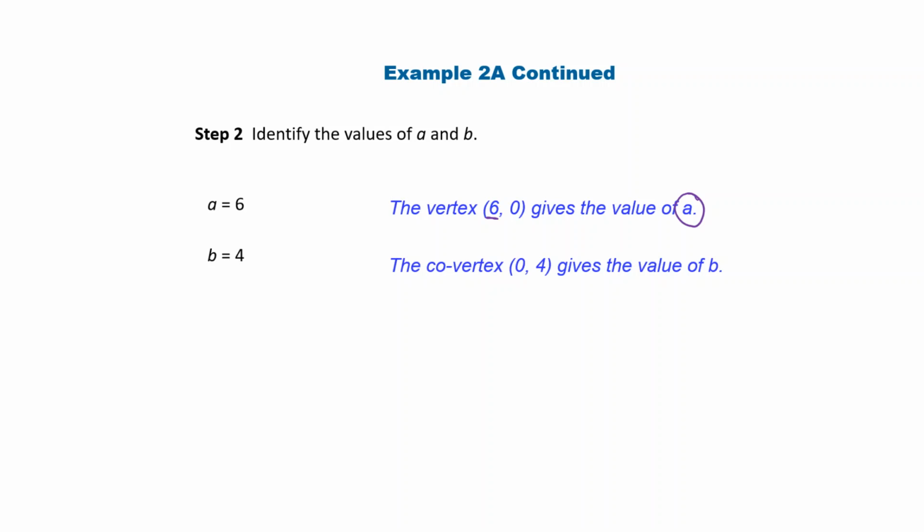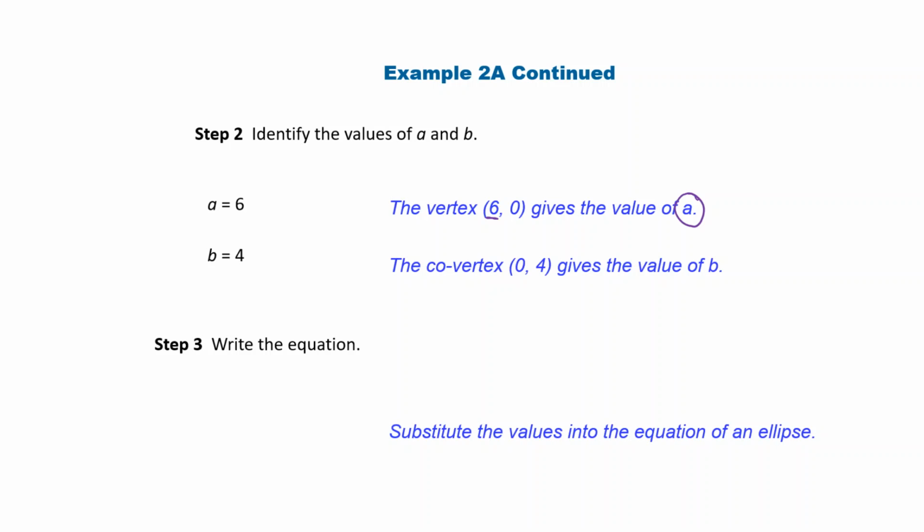Now that we know that, we can fill in our equation and substitute values. This would be x squared over 36, because 6 squared is 36, plus y squared over 16 equals 1. And there you have written your equation in standard form of an ellipse.